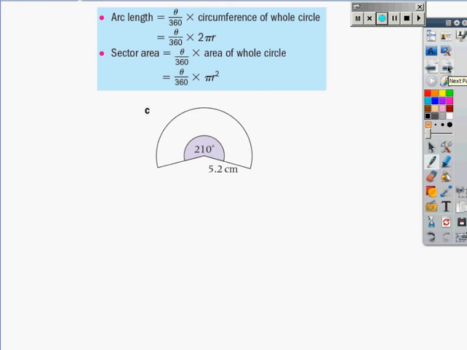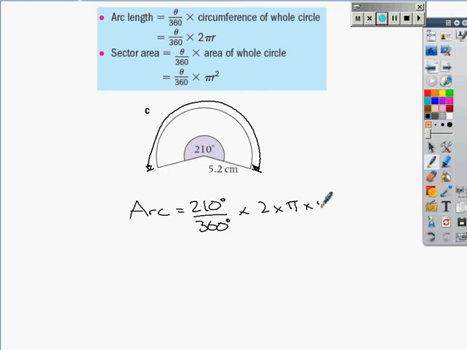So if we look at a question here, here's our formulae up the top. They're the ones you have to remember in the exam. And we've got a sector of a circle here. So let's start by finding out the arc length. So my arc length is this length all the way around. So using our formula, the arc length is theta divided by 360, so that's 210 degrees divided by 360 degrees, times 2 times pi times r, so times 2 times pi times 5.2. Now put all that into your calculator and you should get 19.06 centimetres to 2 decimal places.